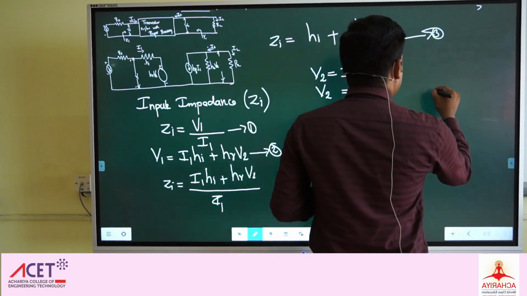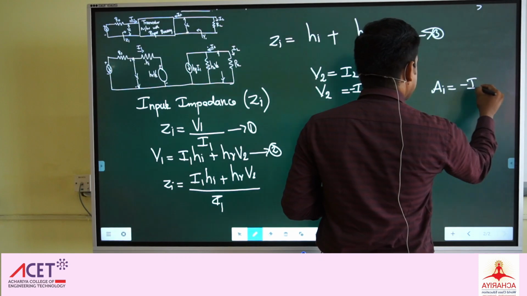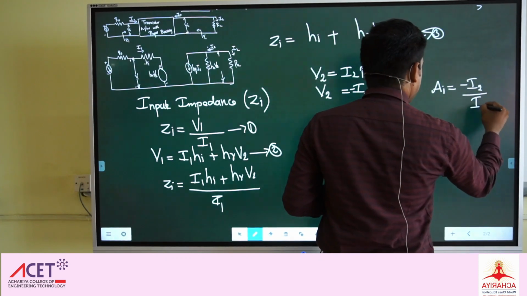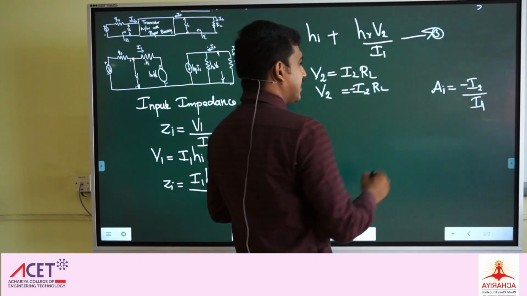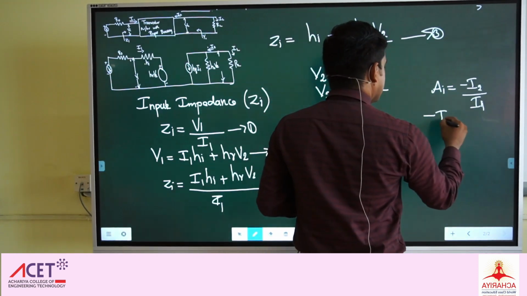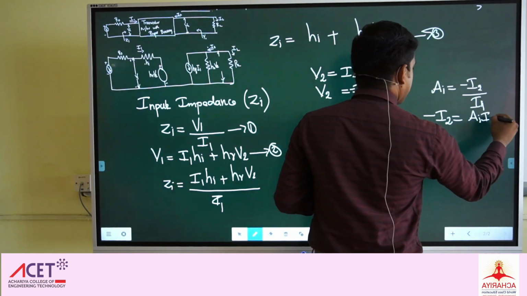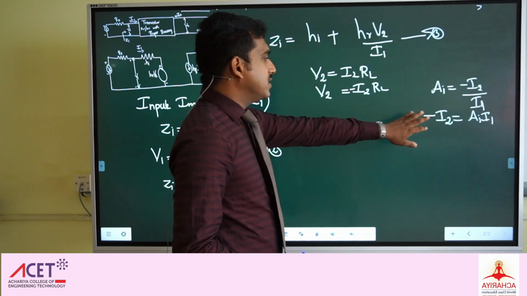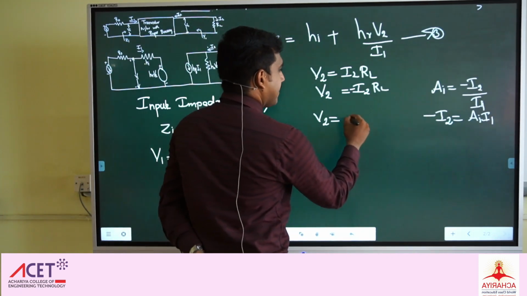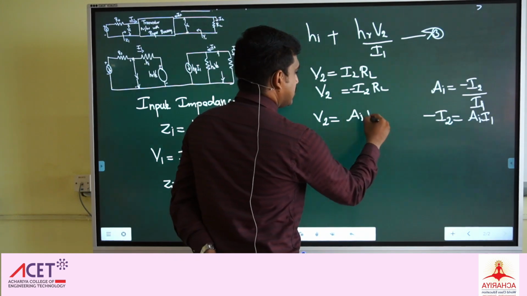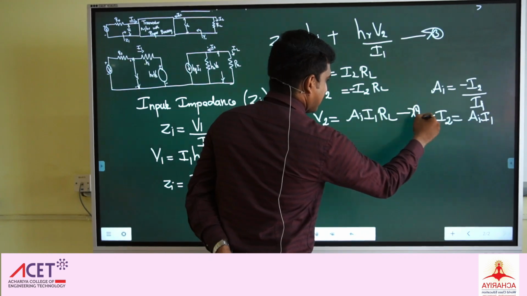In the previous section, the current gain section, we know that AI is equal to minus I2 divided by I1. From this equation, we can write minus I2 is equal to AI into I1. By substituting this equation in the previous one, we get V2 is equal to AI into I1 into RL. Consider this as equation number 4.